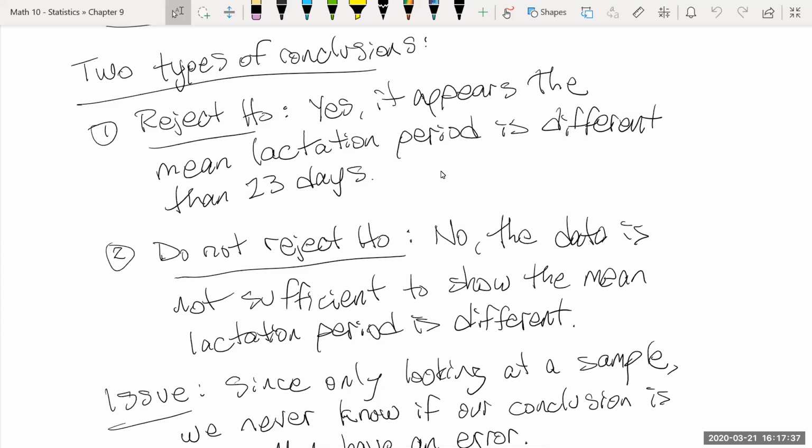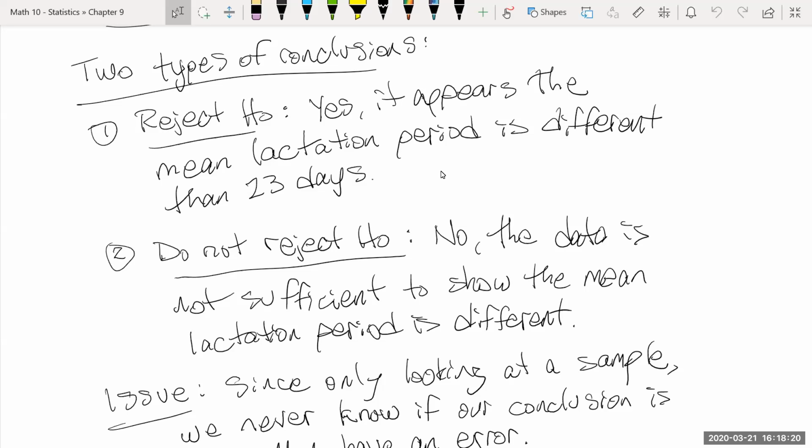Almost all of the time, we're going to have some statistical variance between our sample mean and our population mean. So say we got the sample mean for this and it was 22.6 days. Well, that can't prove that the average is actually 23 days. Even if we got exactly 23 days as our sample mean, it still doesn't prove that the population mean is 23 days. So our conclusion is always in terms of the alternative hypothesis. Either yes, it looks like the alternative's true, or no, the data is not sufficient to show the alternative, whatever the alternative hypothesis happens to be.